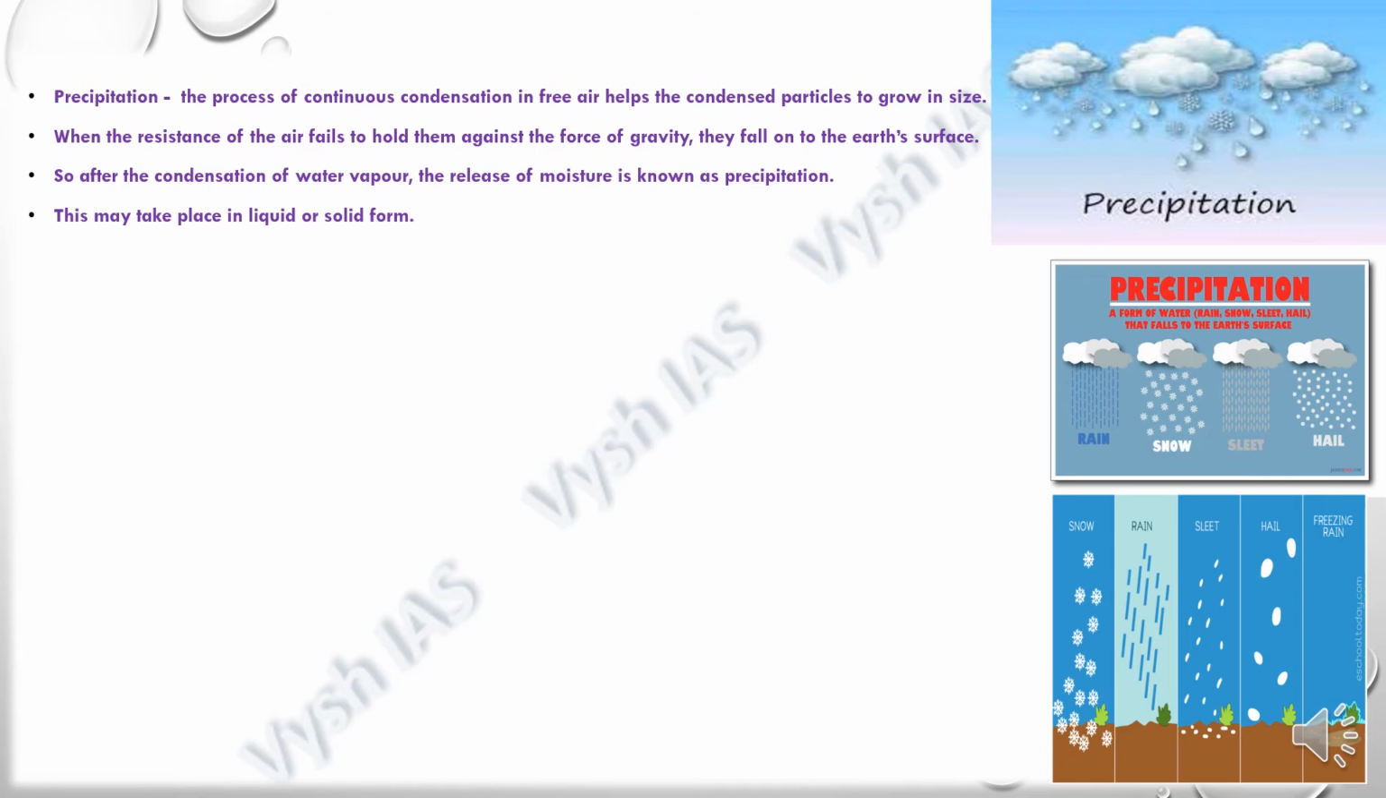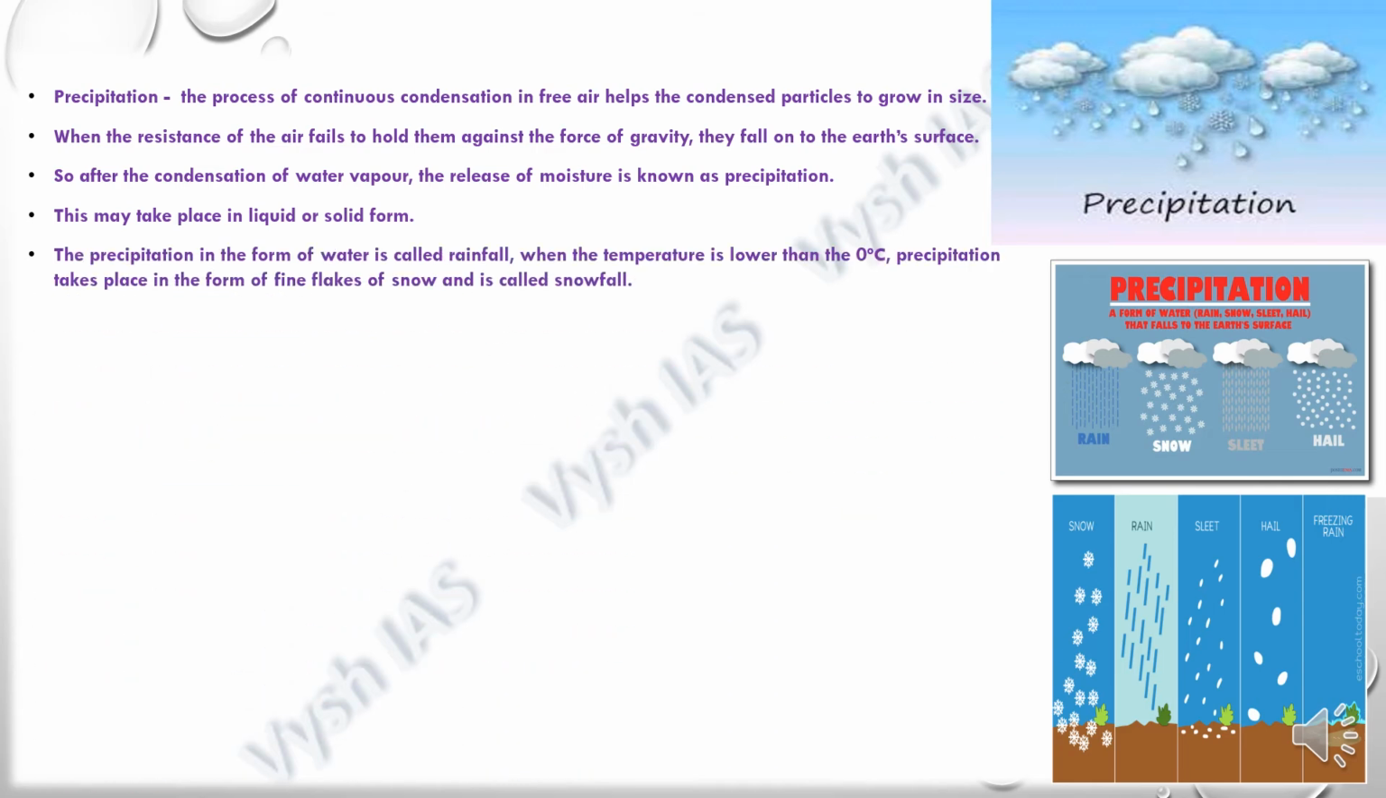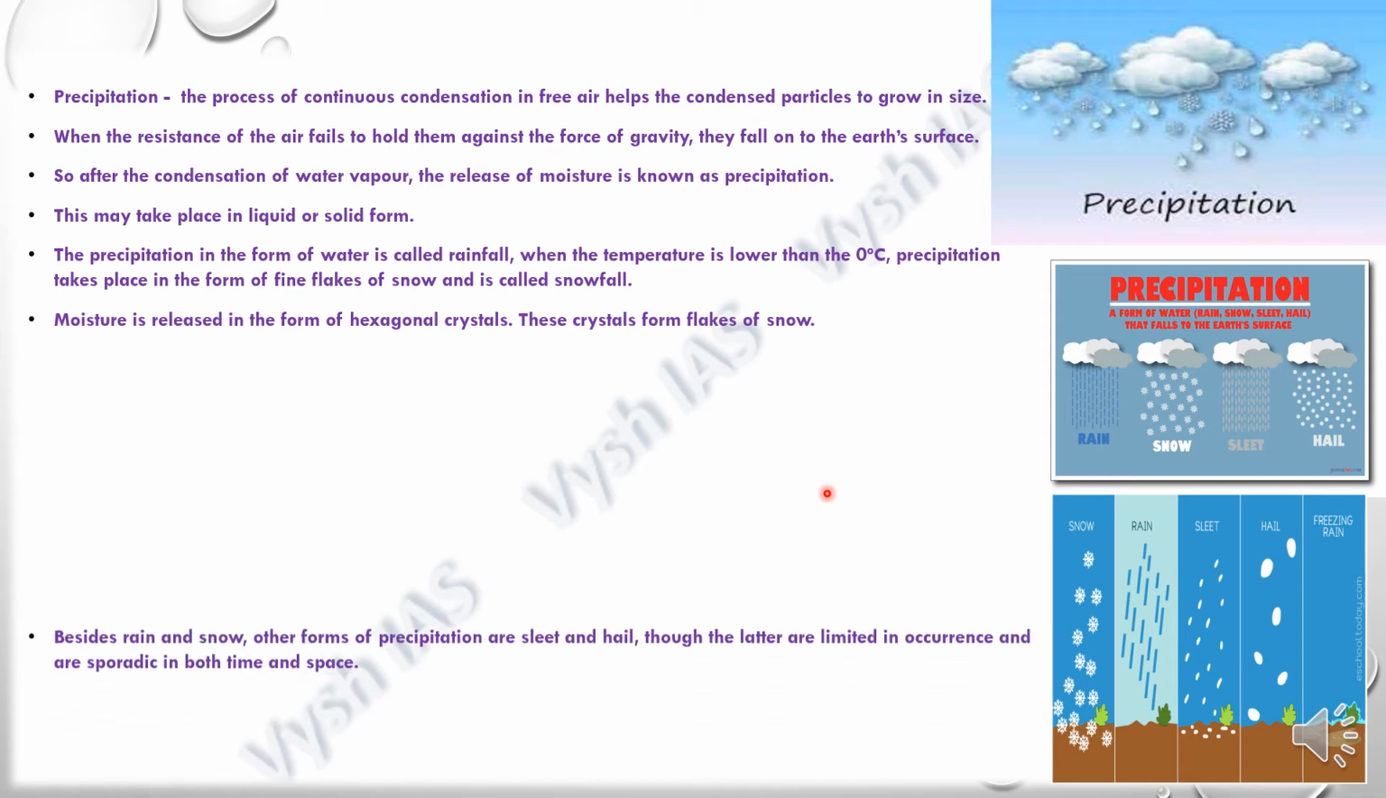They may take place in liquid or solid form. The precipitation in the form of water is called rainfall. When the temperature is lower than 0 degrees Celsius, precipitation takes place in the form of fine flakes of snow, which is called snowfall, hexagon shaped, if you have seen in cartoons and all of that. Moisture is released in the form of hexagonal crystals, and these crystals form flakes of snow.